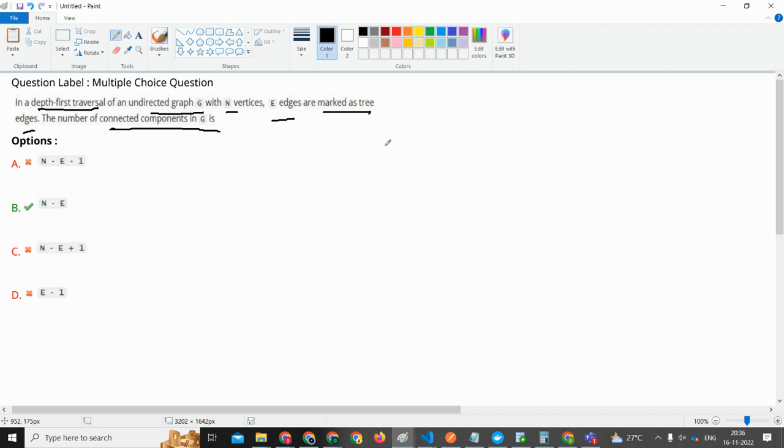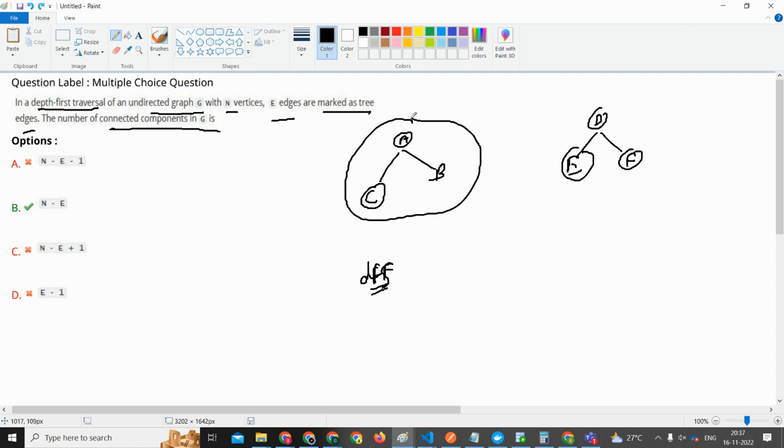Okay, so we can take it like this. A, B, C. Then D, E, F. Consider that this whole thing is a graph, and you're going to do DFS, depth first search. You will see that all these three belong to component one, and this belongs to component two because they are not interconnected. They don't have a common thing. So n is the number of vertices. What is n?